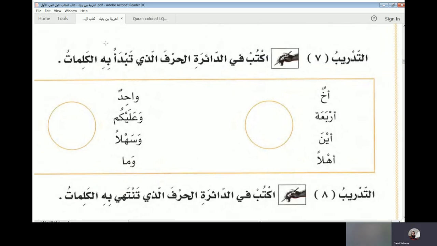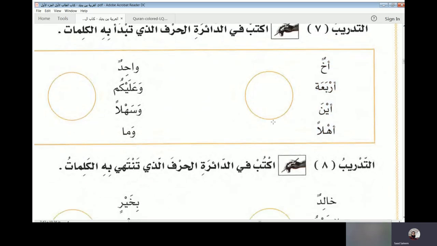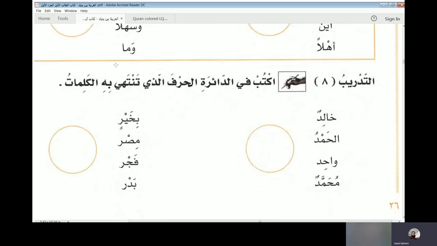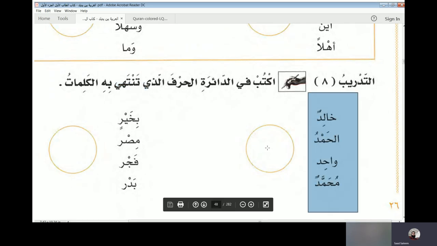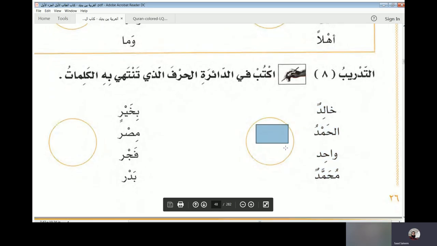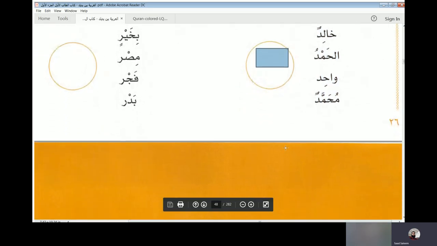Okay. Here he is asking, tabda'u. Tabda'u means start. So in the circle, write the alphabet with which all these words are starting. What alphabet is that? Hamza. Okay, Alif Hamza, you write it in the circle. And tantahi means end, finishes. So which alphabet? Dal. Okay, you write dal here, inshallah. So all these are your homework for writing practice.